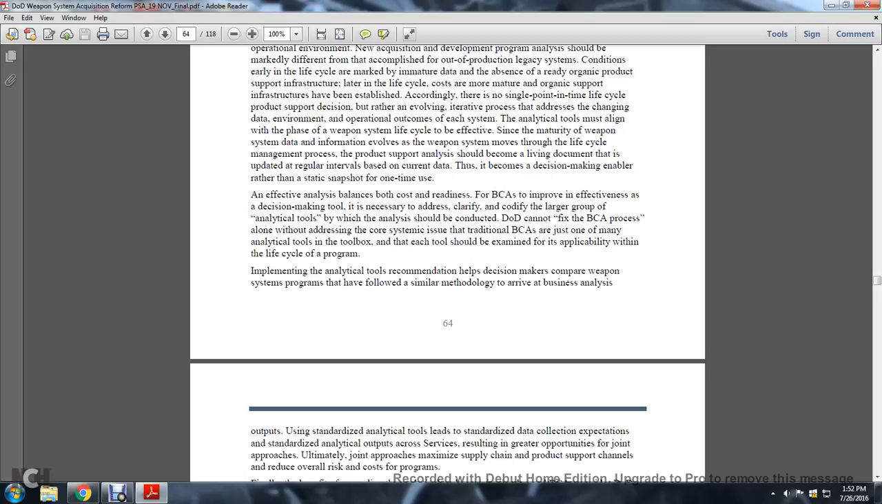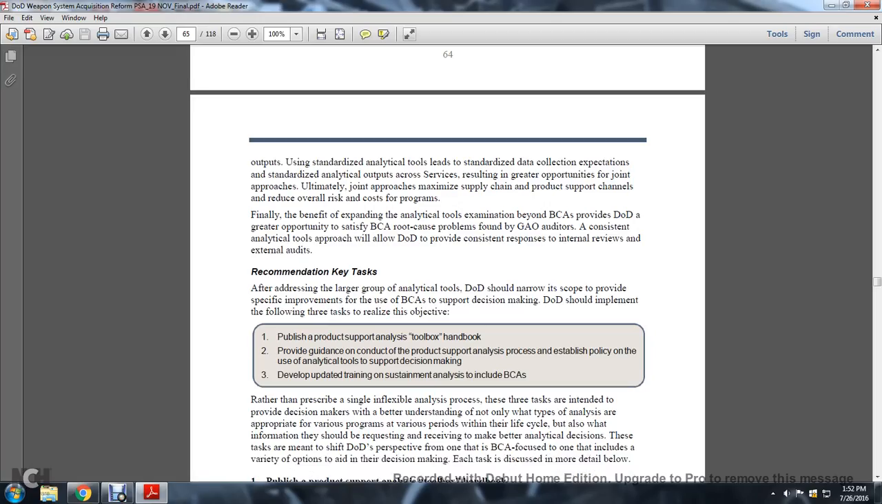Implementing the analytical tools recommendation helps decision makers compare weapon system programs that have followed a similar methodology to arrive at business analysis outputs. Using standard analytical tools leads to standardized data collection and standardized analytical outputs, resulting in greater opportunity for joint approaches. Ultimately, joint approaches maximize supply chain and product support channels and reduce the overall risk and cost of the program.